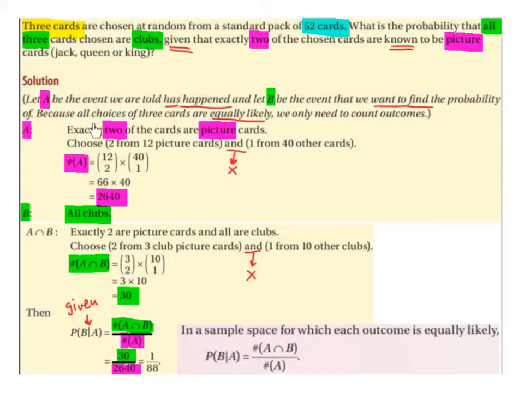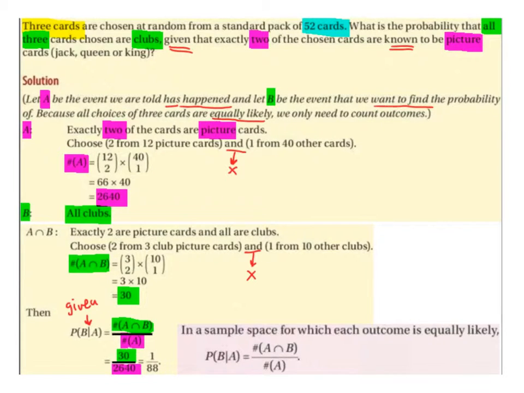So we need to rewrite this mathematically. So 2 of the cards are picture cards. This means choose 2 from 12 picture cards and 1 from the 40 other cards. So 52 take away 12 leaves us with 40 cards. So choosing 2 from 12 picture cards is 12 choose 2, and means multiply. Choosing 1 from the 40 other cards is 40 choose 1. This gives us 66 times 40, which is 2,640.